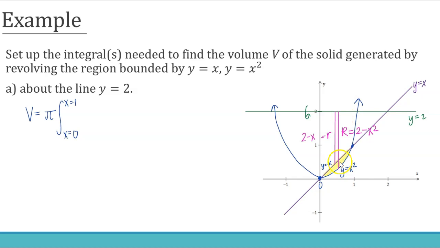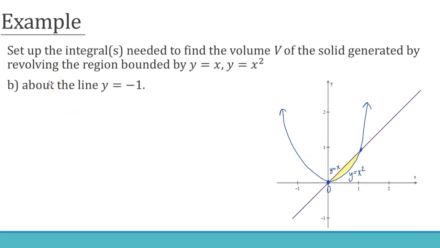The bigger radius and the smaller radius are going to stay the same. So when we set this up over here, I'm going to have the quantity 2 minus x squared, minus the quantity 2 minus x, squared. So that's my big R squared minus my little r squared. And we're integrating with respect to x.